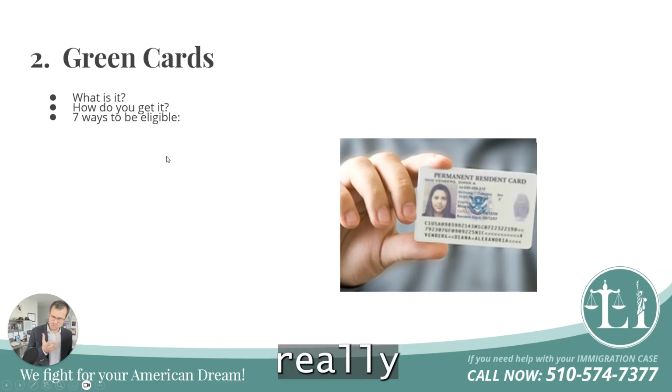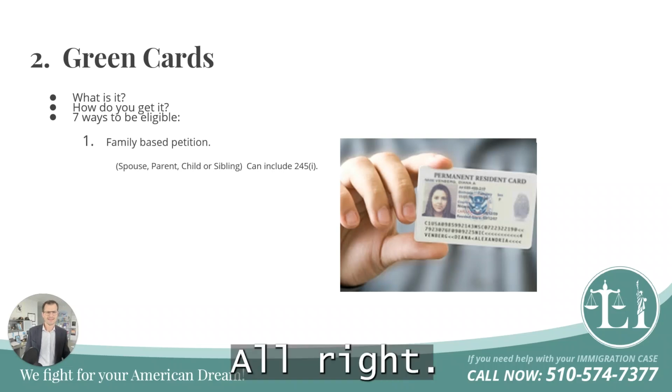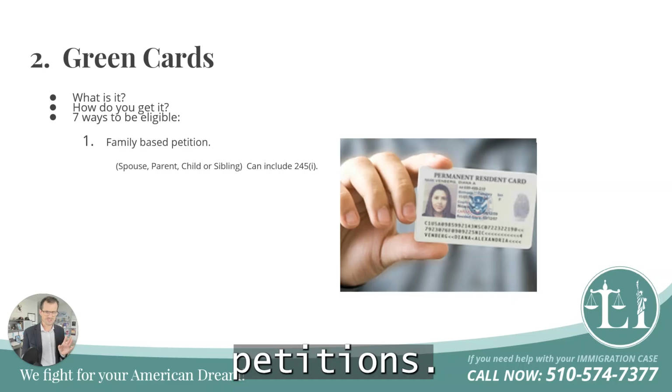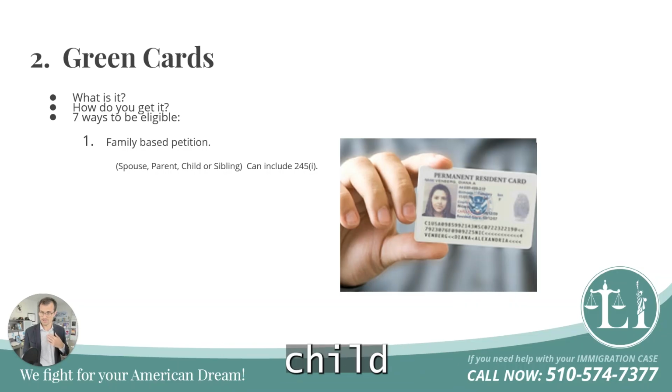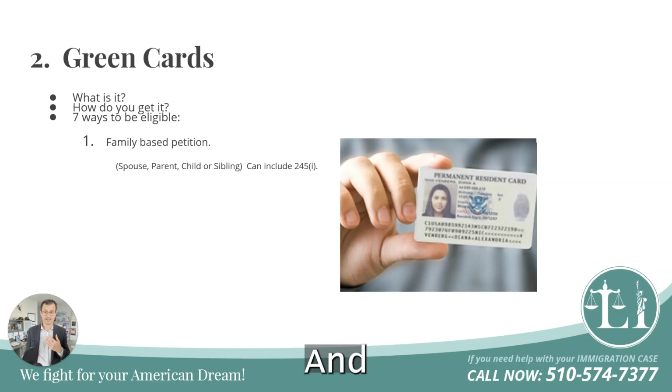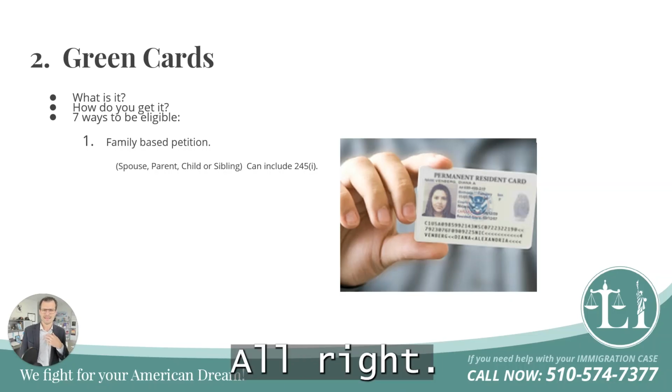How do you get one? That's really the question. And so what I want to go through are the ways of getting green cards right here, right now, all right? The first and most common is through what are called family-based petitions. Like if you're married to a U.S. citizen, if you have a U.S. citizen child who has turned 21, or you are the parent of a U.S. citizen child who has turned 21, and as long as you entered the country with inspection, you could apply for adjustment of status. And if you haven't entered the country ever, then they could petition for you, all right?